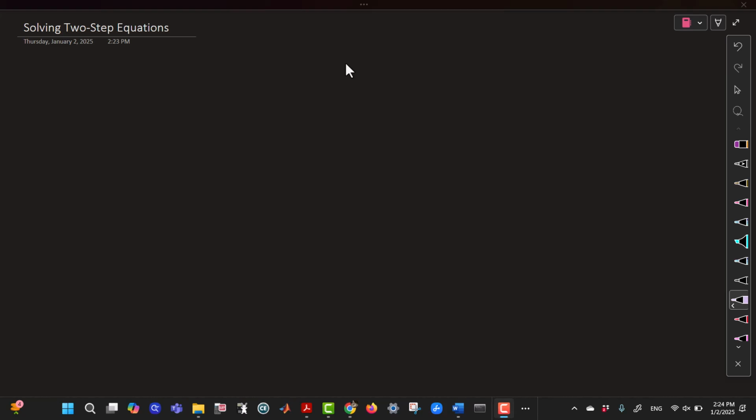We are going to look at solving two-step equations. Sometimes there's more than two steps, but it means that there's two operations. And whenever we see the word solve, that means we're looking for an unknown. And in this case, we're looking for the value of the unknown variable. We're looking for the value that makes an equation true.